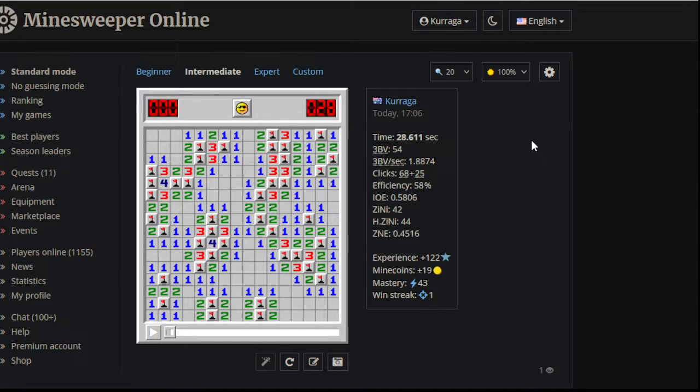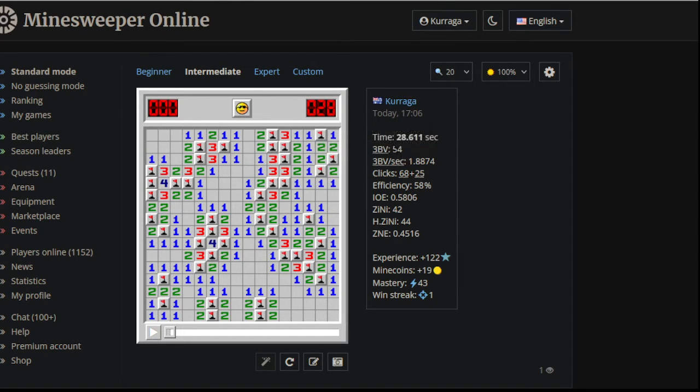3BV in Minesweeper. What is it? You may have seen when you beat a Minesweeper board, when you get your little stats window here, all these different stats like 3BV, 3BV per second, efficiency, and wondered what they mean. Well, if you understand 3BV, then all of these ones should be pretty simple to understand.